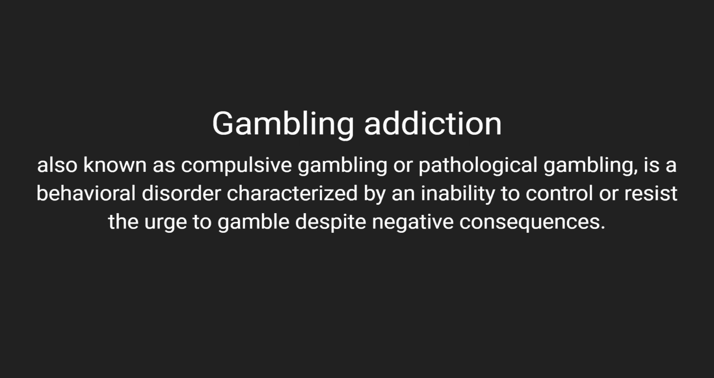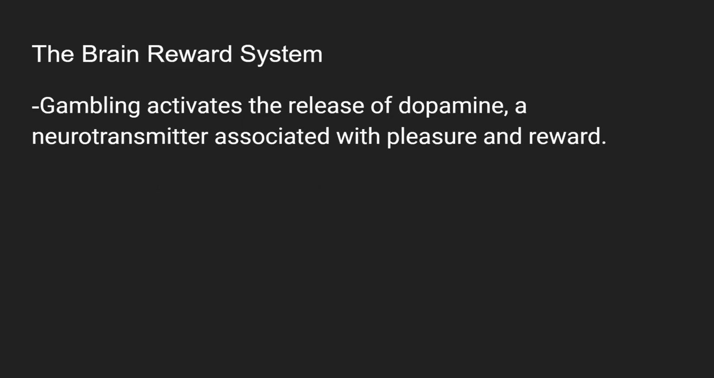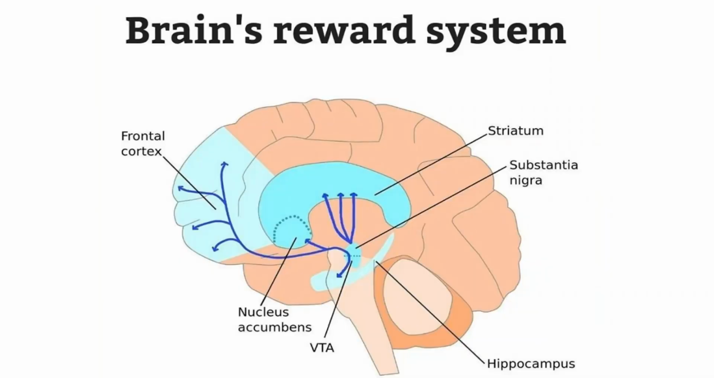The impact of gambling addictions on the brain is complex and it involves many neural mechanisms. One key aspect is the involvement of the brain's reward system. Gambling activates the release of dopamine, a neurotransmitter associated with pleasure and reward. The repetitive nature of gambling, especially in games of chance, can lead to the development of tolerance, where individuals require increasing levels of stimulation to experience the same pleasure. This neurobiological response mirrors the process observed in substance addiction.